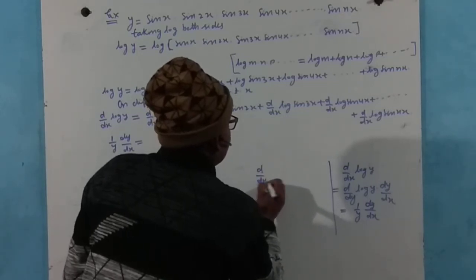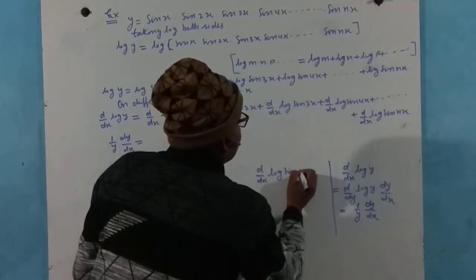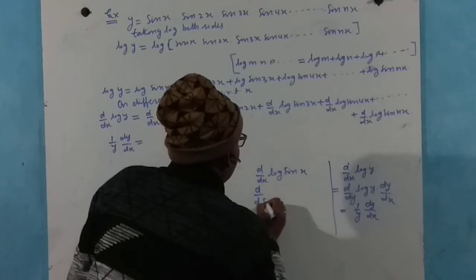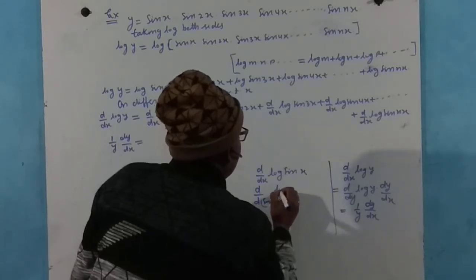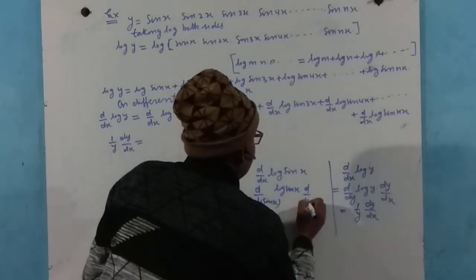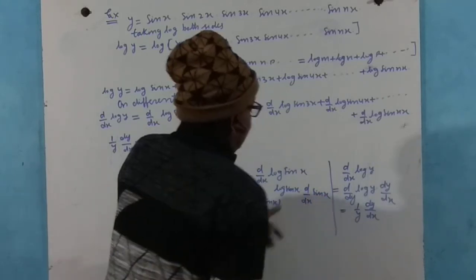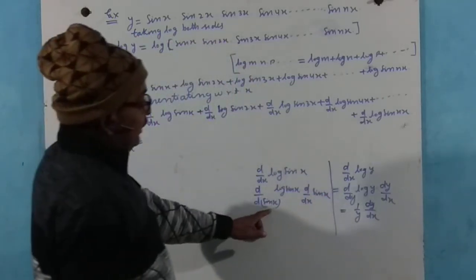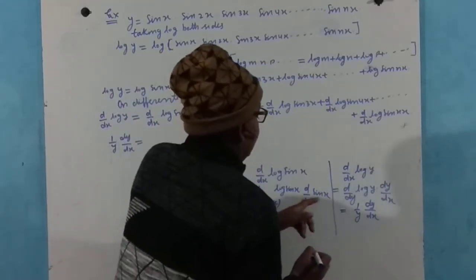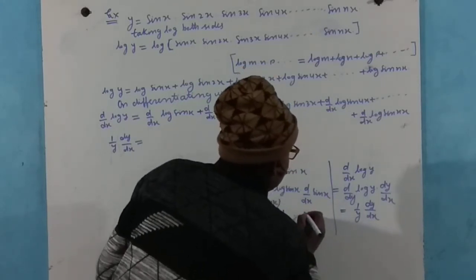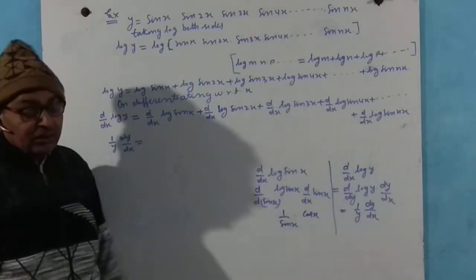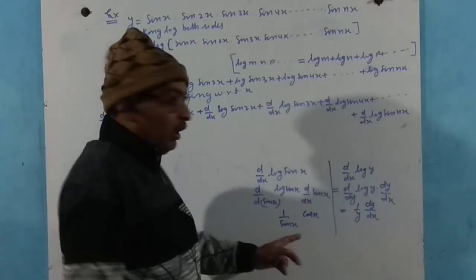d by dx of log sin x. This can be written as d by d of sin x of log sin x, times d by dx of sin x. With respect to sin x, this is equal to 1 by sin x, and sin x with respect to x is cos x. So this can be written as 1 by sin x into cos x.